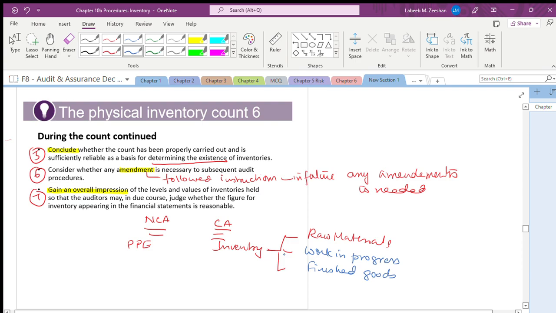When you are forming an overall impression, you should make sure how much is in raw materials, how much is in work in progress, and how much is in finished goods. If you add all these amounts and put them into consideration, then only we are going to make sure that this is the closing balance of inventory.